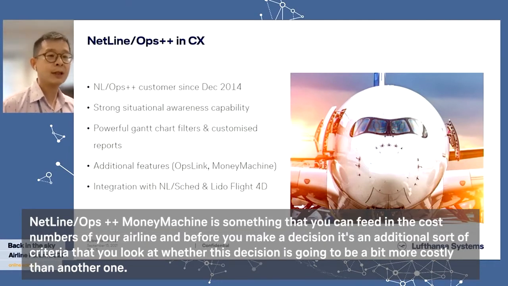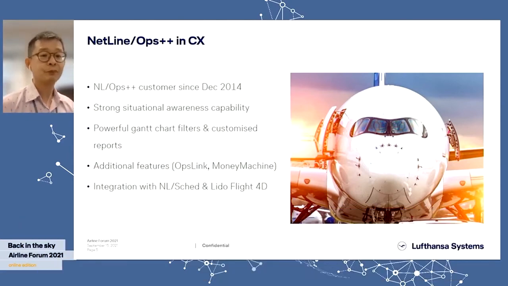And the Money Machine is something where you can feed in the cost numbers from your airline, and before you make a decision, it's an additional criterion that you look at, whether this decision is going to be a bit more costly than another one.